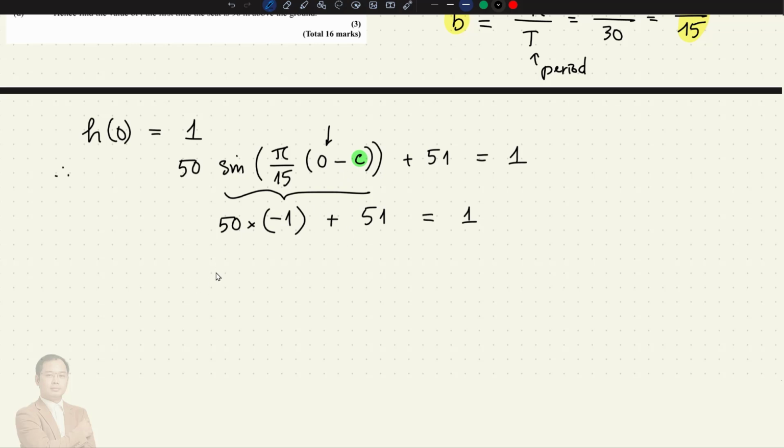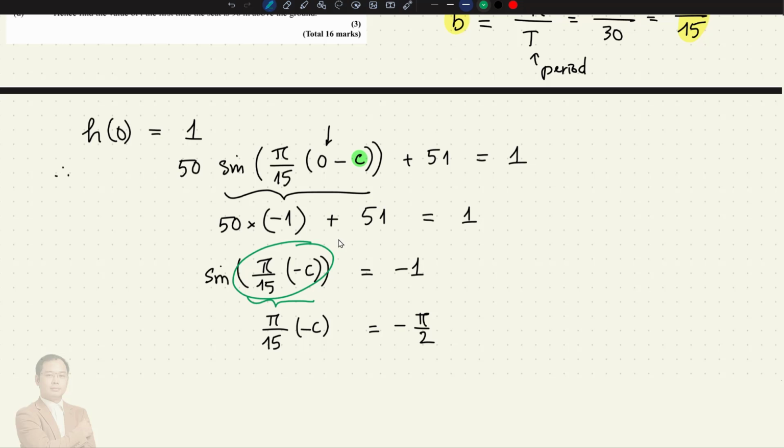Let me write that first. Sine of pi over 15 times (0 minus c), let's write only minus c, is equal to minus 1. That can only occur when the angle inside, let's call this whole thing the angle theta, is equal to minus pi over 2. Pi over 15 times minus c is equal to that. I know that theta must be minus pi over 2.